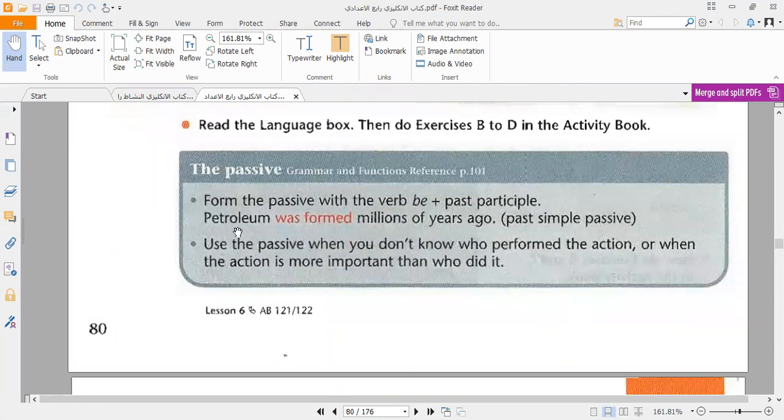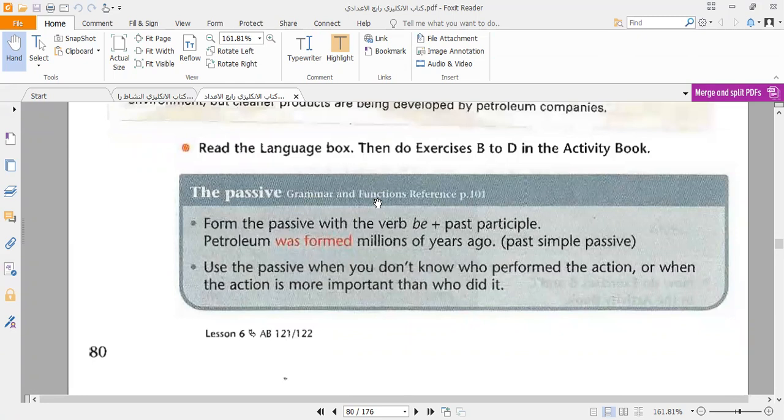When you talk about the passive voice, you can find it on page 80 as well as on page 101. So, how to form the passive voice? What are the tenses we are going to talk about? These are all presented in your papers. بالمناسبة راح أرسل لك إياها من زمتك.